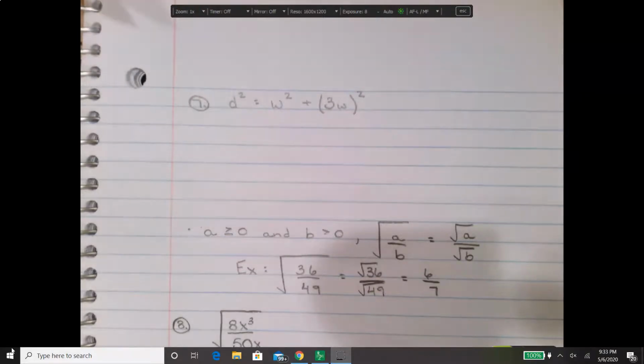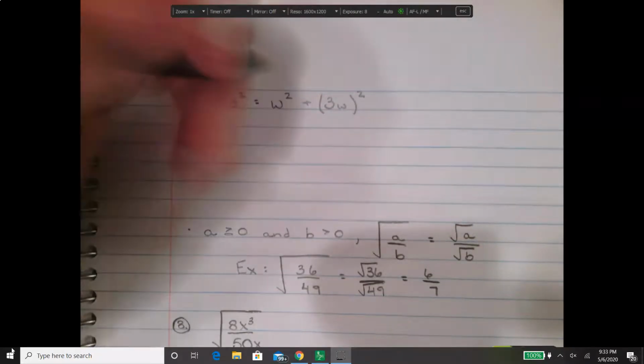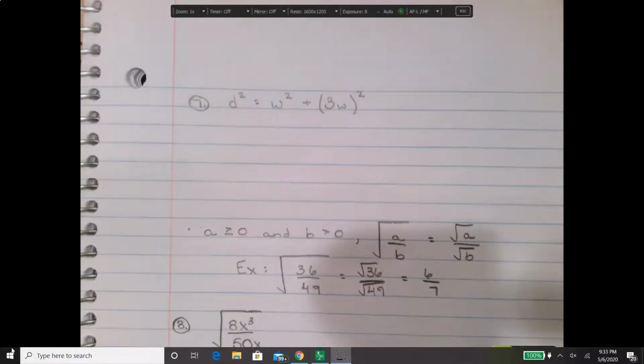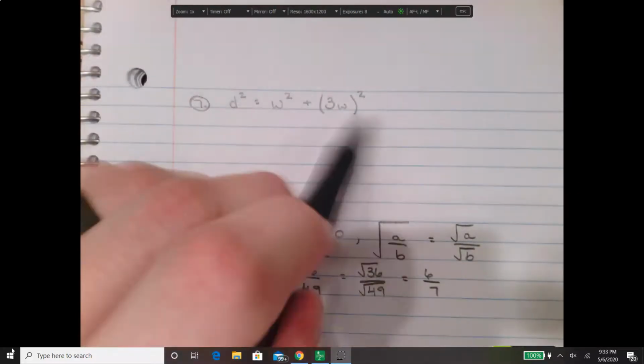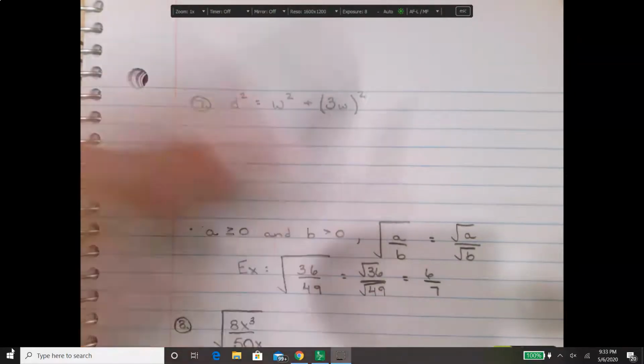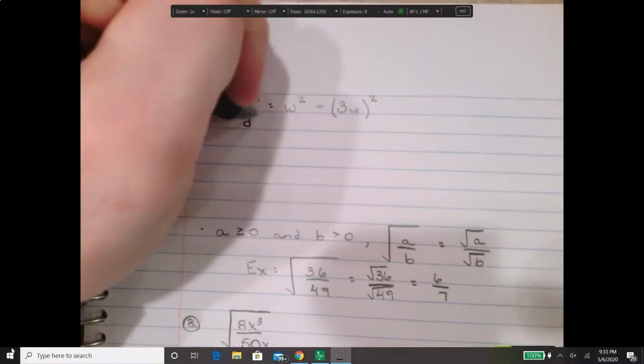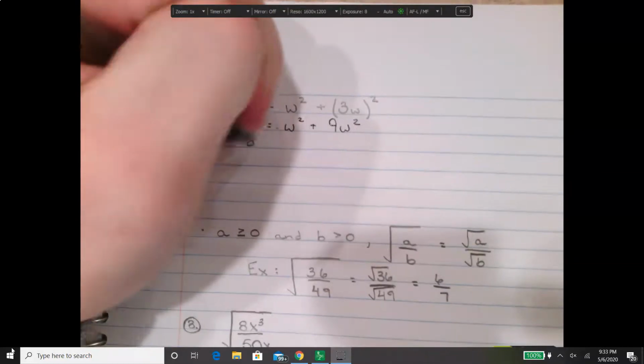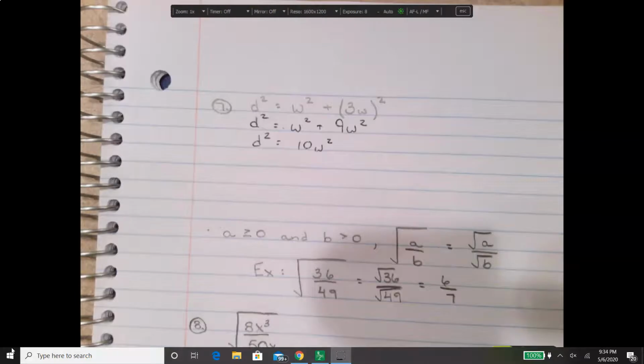So we don't really have it where we want it. So anytime they give you an equation, you're going to have to kind of move some pieces around. So let's go ahead and let's get this simplified as much as we can before we start solving for anything. So I know that I can square everything that's on the inside here. So d squared equals w squared plus, when I square, I'm going to get 9w squared. Well, hey, I can combine like terms here now. So d squared equals 10w squared.